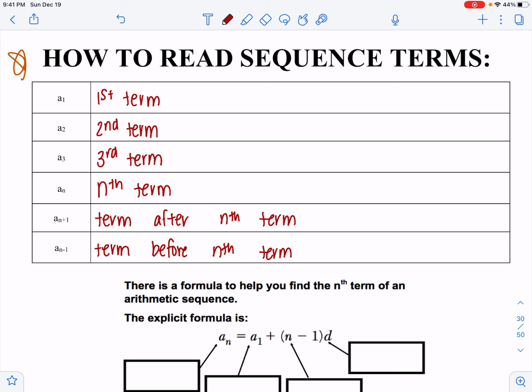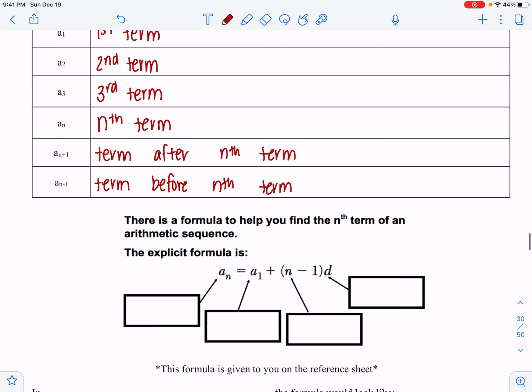All right, we do have a new formula we have to learn for this unit. Actually, 2 new formulas. This is the first one. And again, you do not need to memorize it. It is given to you. We just need to know how to use it.